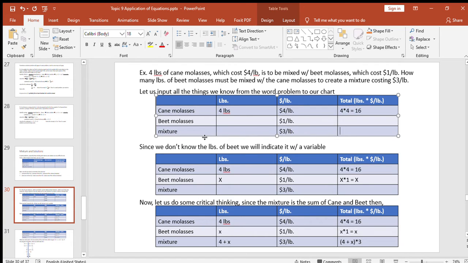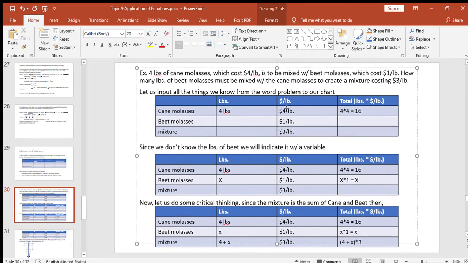Well, we're going to indicate things that we don't know with a variable. So here, we don't know how many pounds, right? That's our question. How many pounds? So we're going to indicate that with a variable. Since we don't know, we'll just say, hey, it's a variable. It's x.